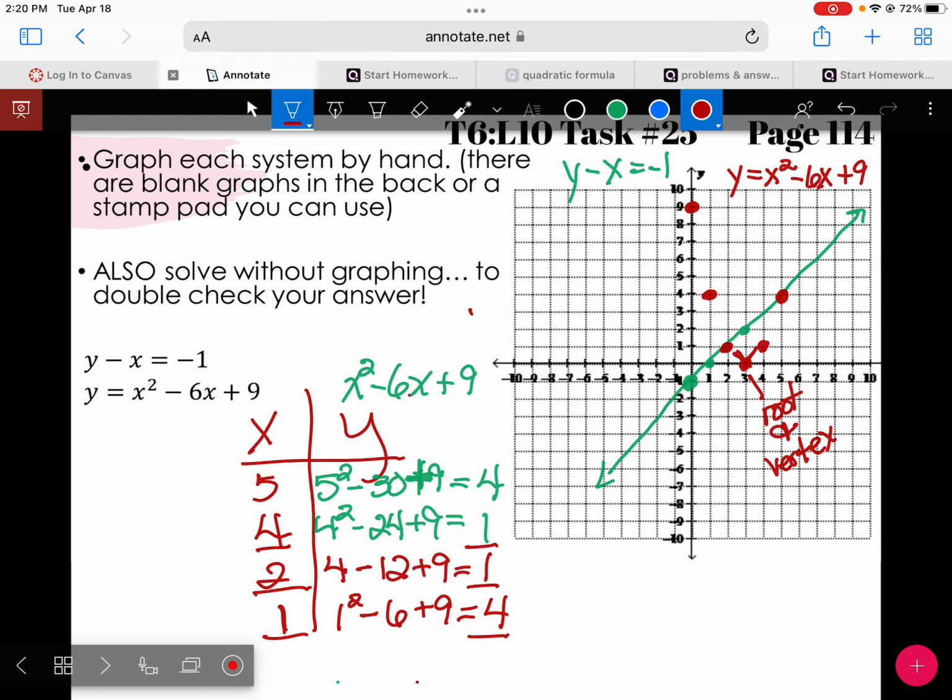Wait, so did you mean to put that 9 over there? Yeah, that was my y-intercept that we found when we put 0 there. So let me ask you a question. What's going to be the y-coordinate when x is 6? They're symmetric. Should be 9, right? Okay.